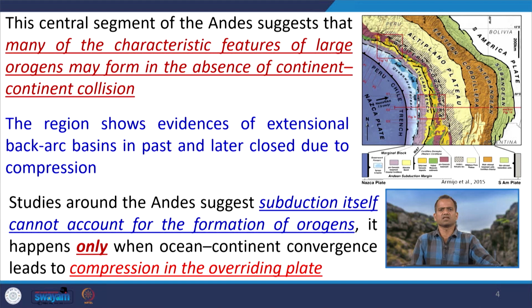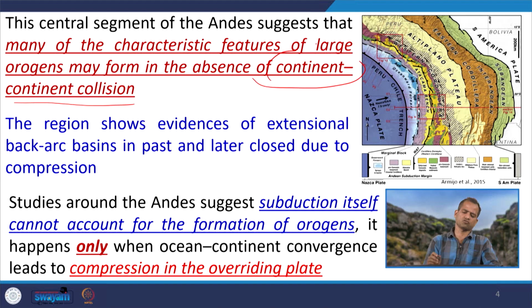So, the central segment of the Andes suggests that many of the characteristic features of large orogens may form in the absence of continent-continent collision, because whatever we have discussed so far is the continental collisional type, like the Indian-Eurasian system. We have the thrust sheets, we have a deep root, we have the highest mountain.